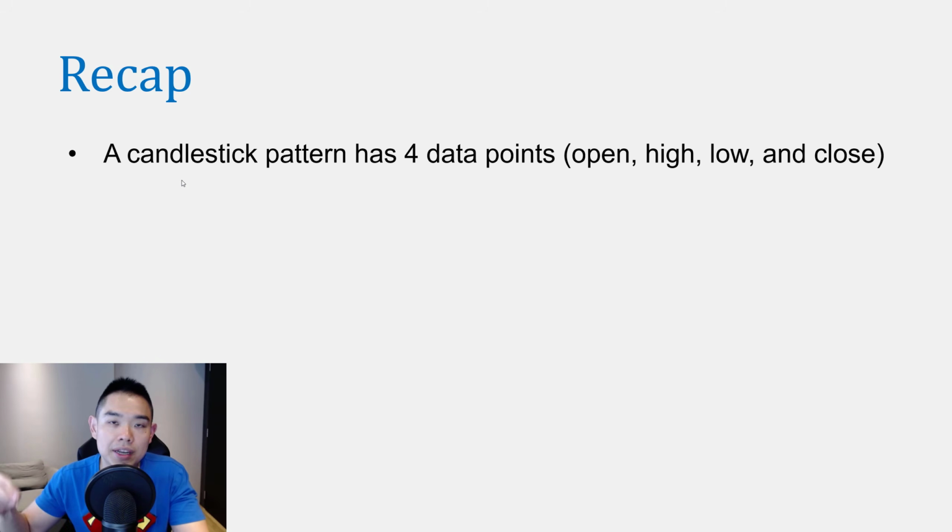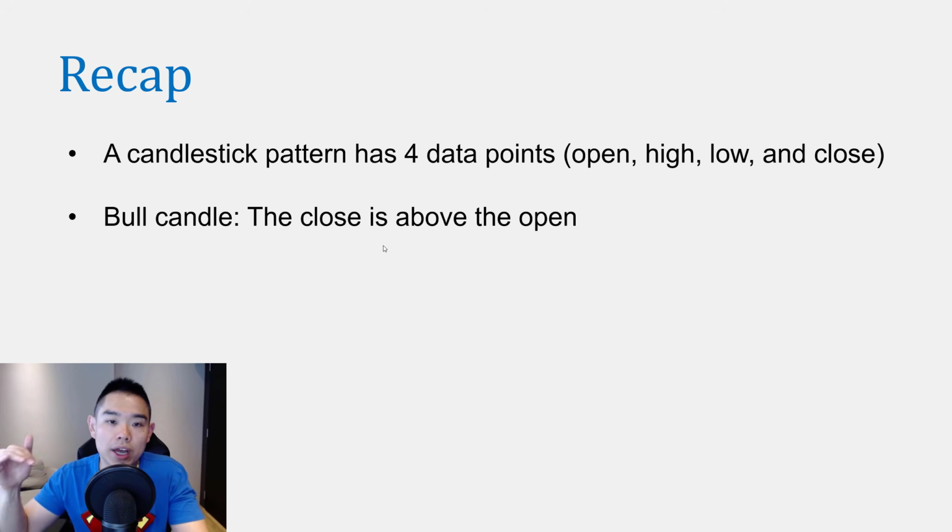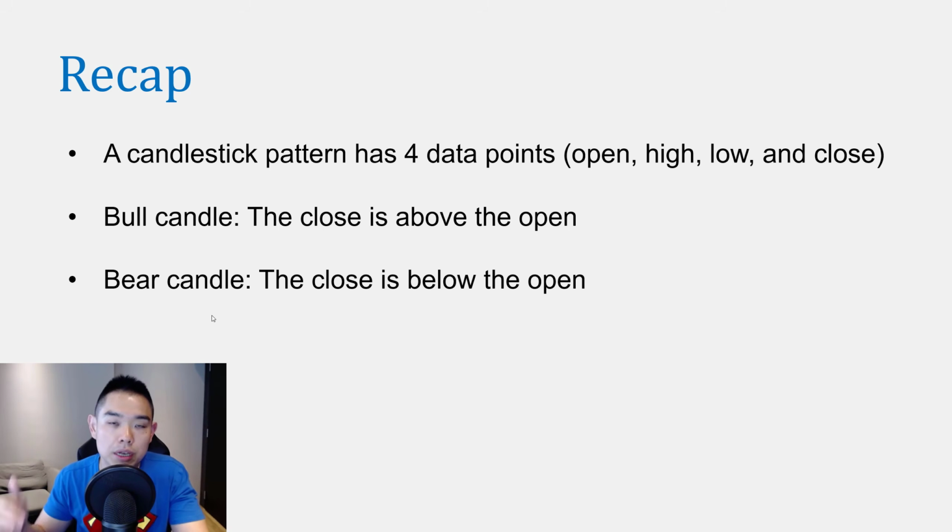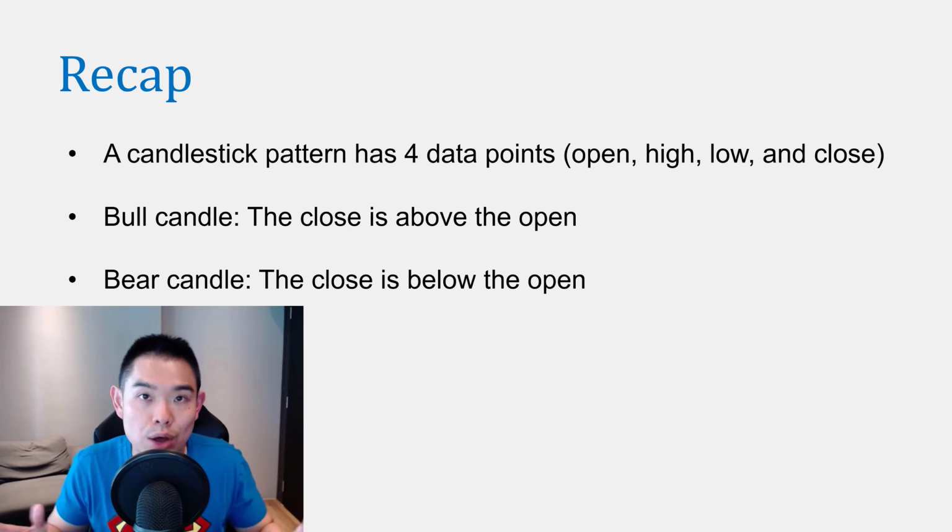First thing, a candlestick pattern has 4 data points: the open, high, low, and close. A bull candle is where the close is above the opening price, and a bear candle is where the close is below the opening price. Now that you've learned the basics of a candlestick pattern, in the next section, I want to teach you 9 powerful candlestick patterns that every trader must know.